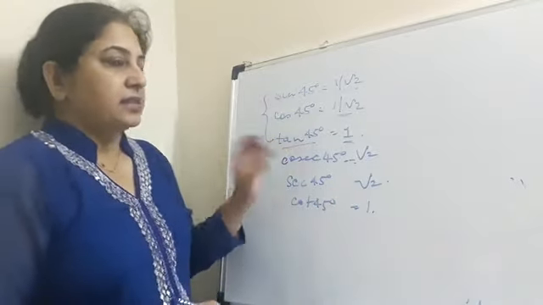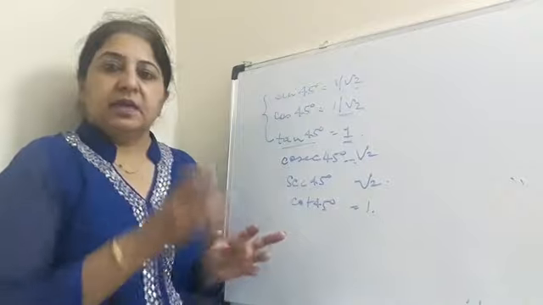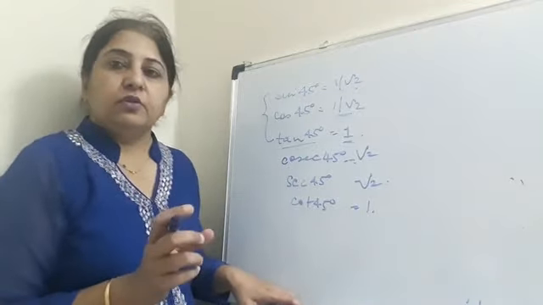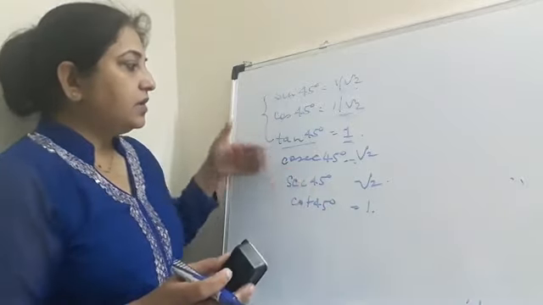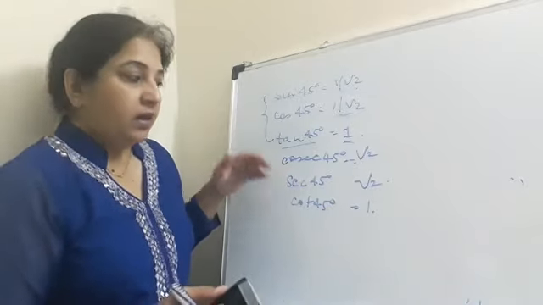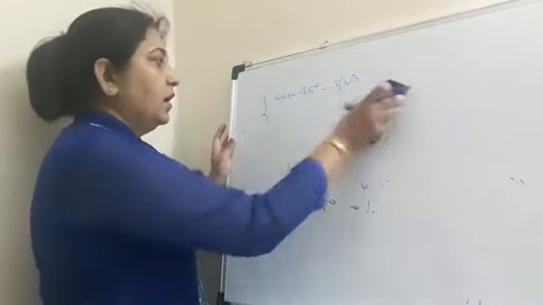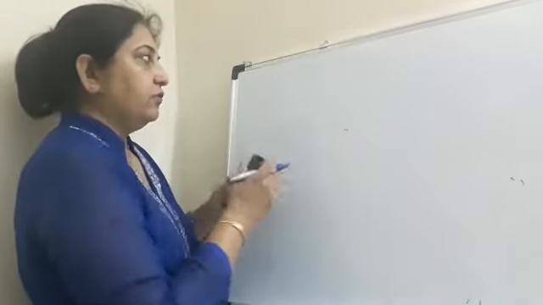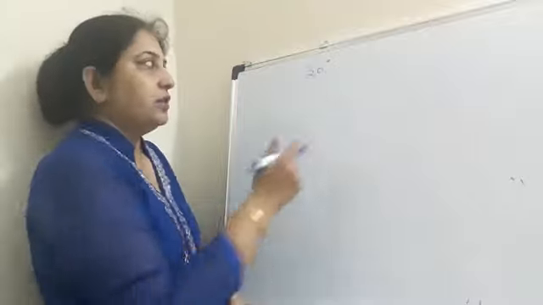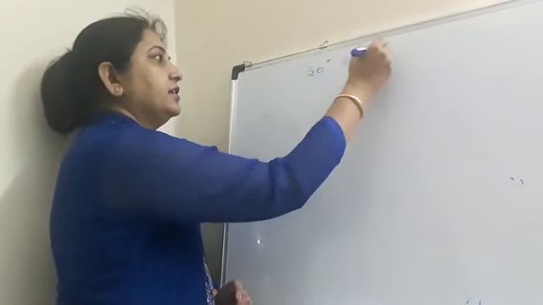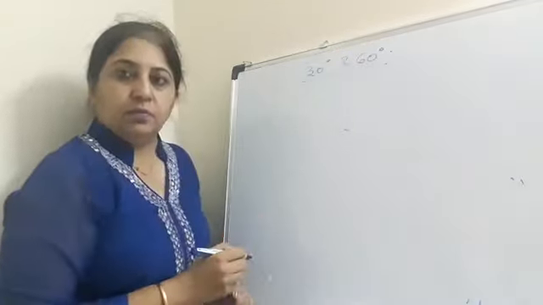So this completes the method for the values of the 45 degree ratios, all the six trigonometric ratios. Now I am going to explain how we get the values of those trigonometric ratios for 30 degree and 60 degree. So we are going to study this now.